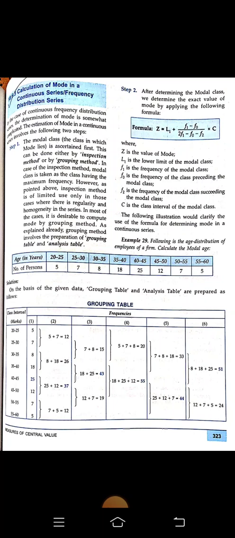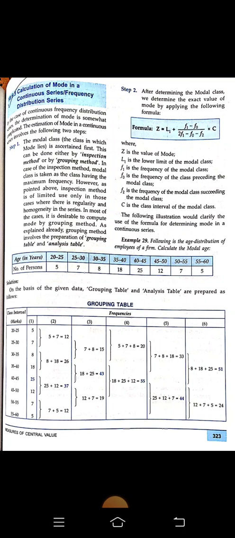So age in years, the class interval, is given along with the number of persons. How to do the solution? On the basis of the given data, a grouping table and an analysis table are prepared as follows. Here we have the table. The class interval is given here. Now we have to group it: columns 1, 2, 3, 4, 5 and 6. In the first column we write the number of persons: 5, 7, 8, 18, 25, 12, 7 and 5.